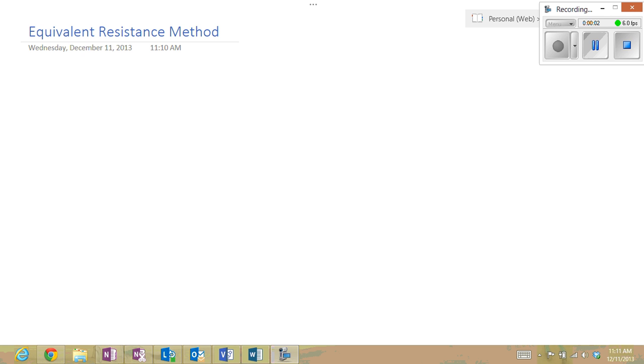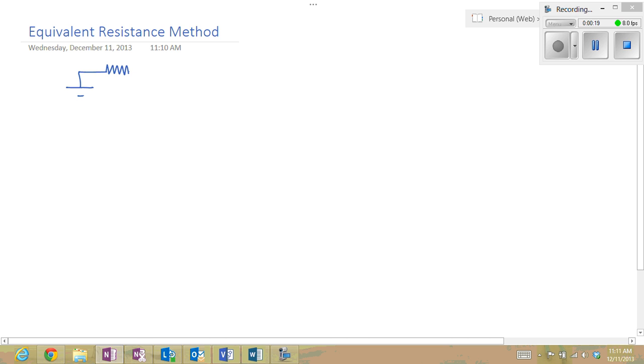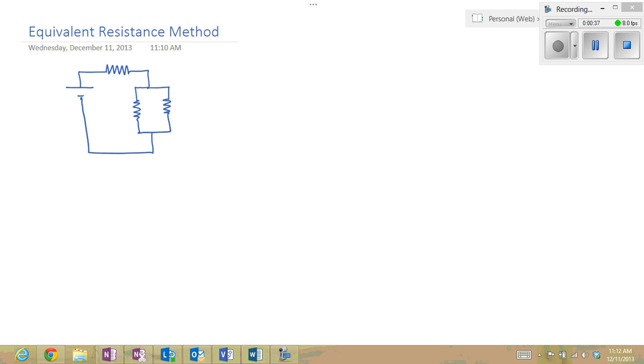Okay, we're going to explore a little bit more on the equivalent resistance method of calculating currents and voltages in simple circuits. So this time we're going to use a bit more complicated circuit. We're going to use a combination of things that both have series elements and parallel elements. So the simplest of this would be a circuit that has both a parallel combination and a series element.